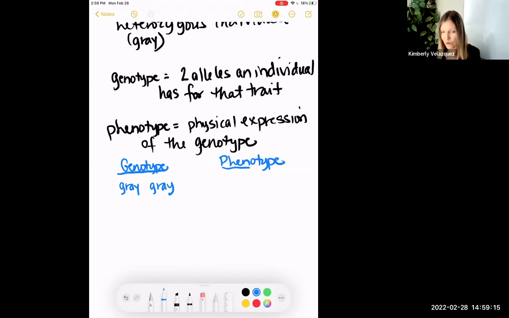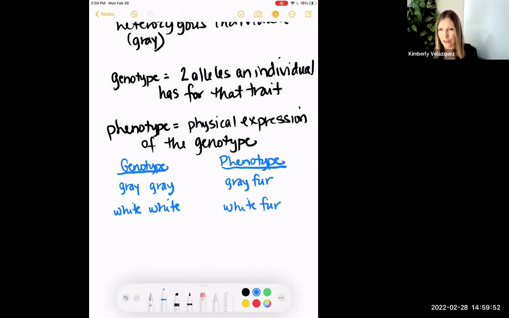In other words, what fur color does a rabbit have if they got a gray allele from one parent and a gray allele from another parent? What fur color would they have? Gray fur. They don't have any other option. They got gray and gray, so they're gray. The rabbits that got the white fur gene from each parent, you can probably guess, they got white from one parent, white from the other. That's their only option. They have white fur. That's their phenotype.